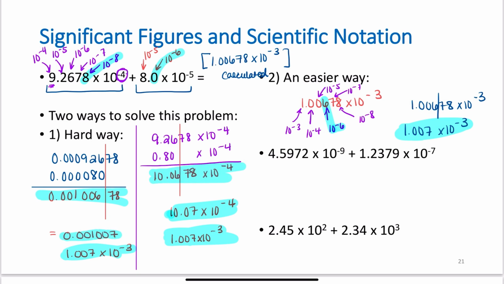And I know that's a little hard to do, but your final value here can only be precise to the least precise measurement, which is the 10 to the negative 6 position. Because 8.0 times 10 to the negative 5 is only precise to the 10 to the negative 6 position, while 9.2678 times 10 to the negative 4 is precise to the negative 8 position.